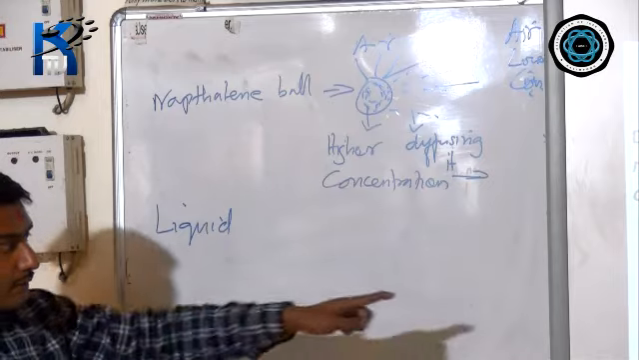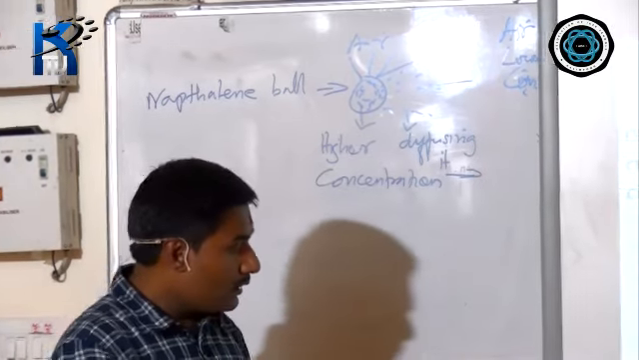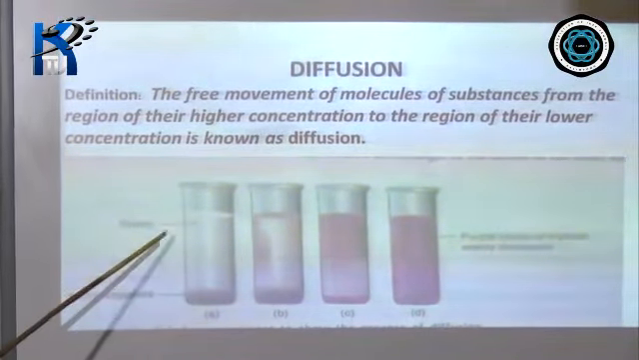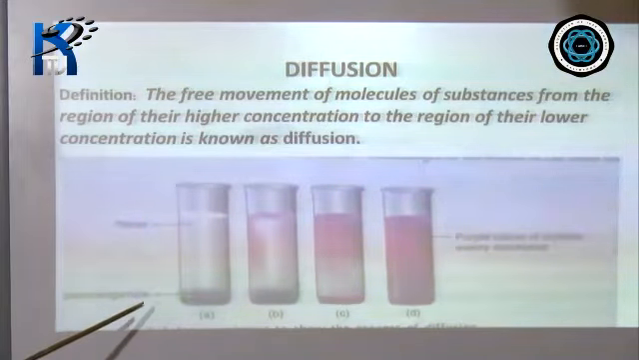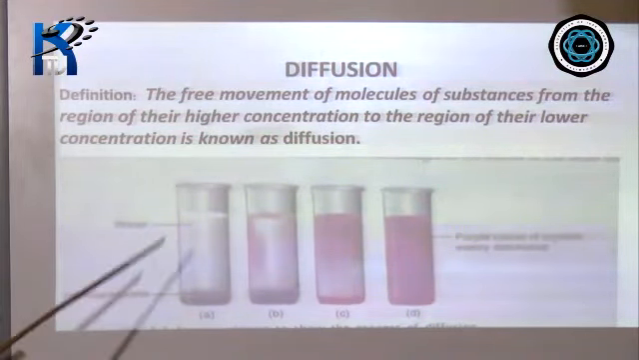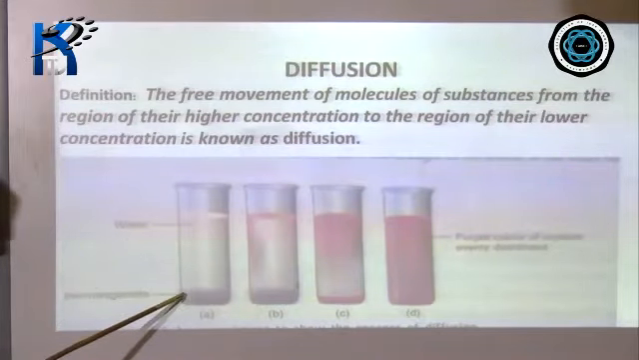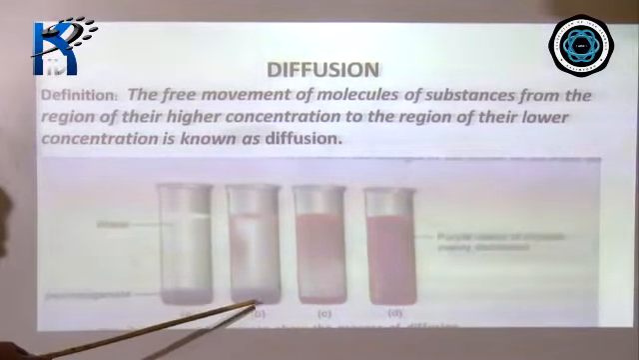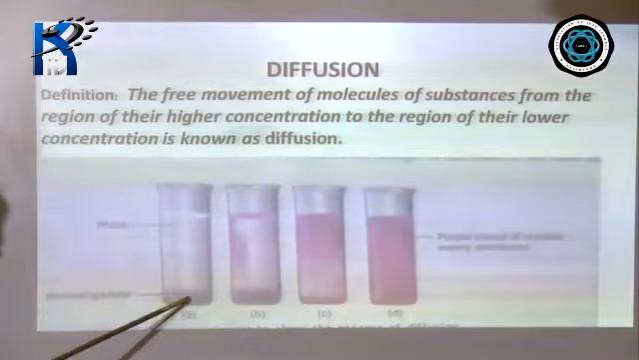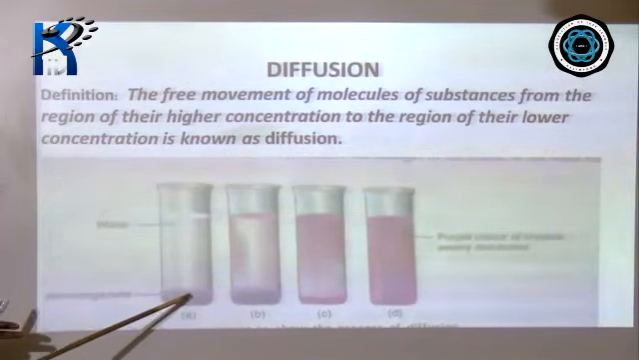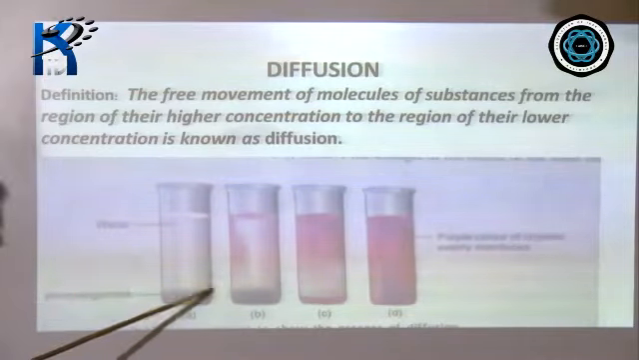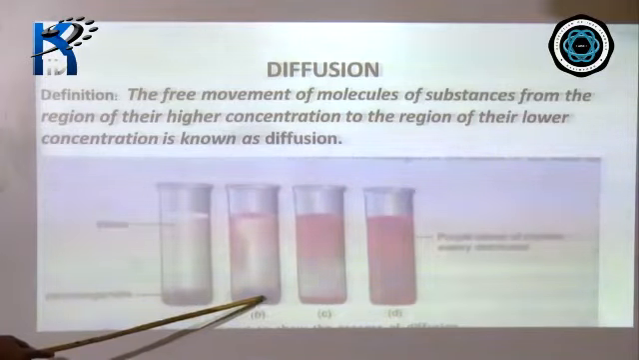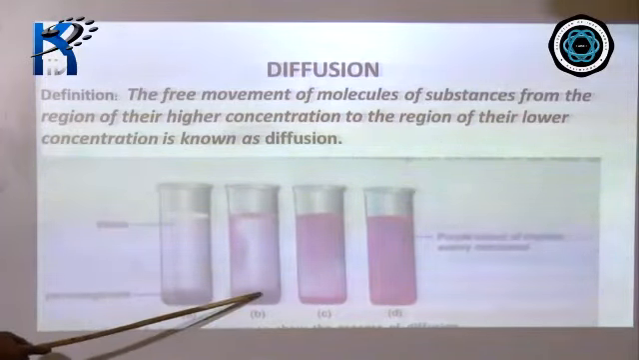Similarly, let's take another example in the liquid. In the liquid, you see I have taken a diagram out here. A beaker is taken, a test tube is taken, then potassium permanganate, or you can take blue ink, red ink, whatever you take. First initially you put it. Then what will happen? The blue ink or red ink or potassium permanganate will settle down. Slowly, what is happening? This is the region of lower concentration. This is the region of higher concentration. You have the potassium permanganate, the blue ink, red ink in the lower part. This is the higher concentration area. Slowly what will happen? This potassium permanganate will start diffusing. It will move from higher to lower.